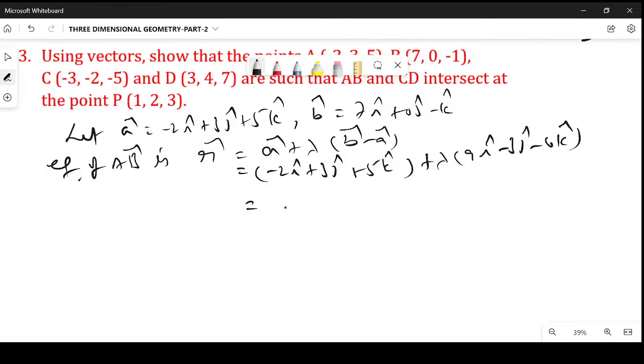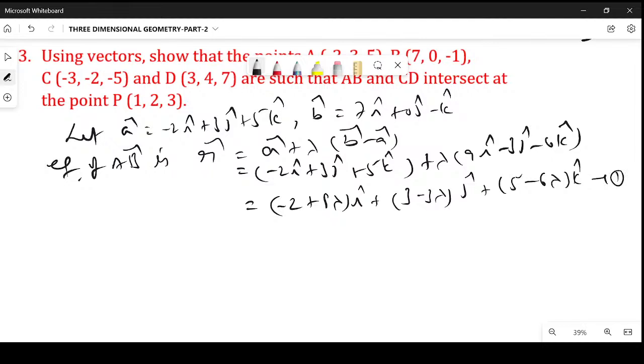This equation: minus 2 plus 9 lambda into i cap, this one 3 minus 3 lambda into j cap, I can write 5 minus 6 lambda into k cap. This is line 1. Similarly, we should write the equation of CD also.